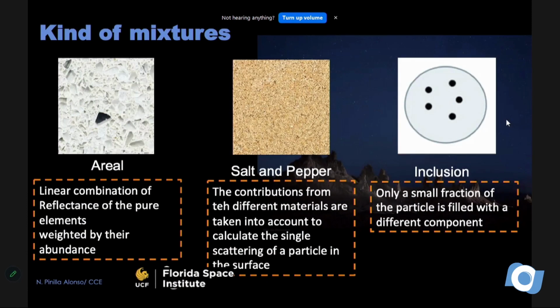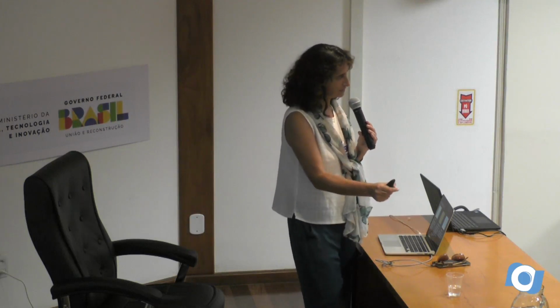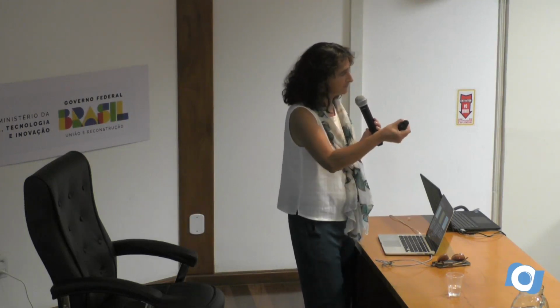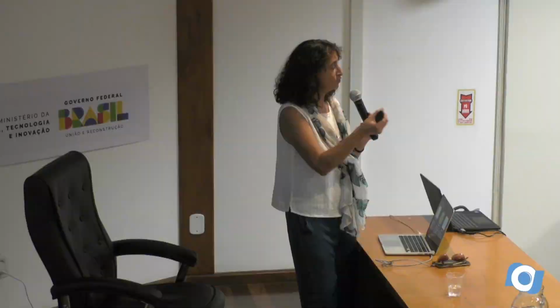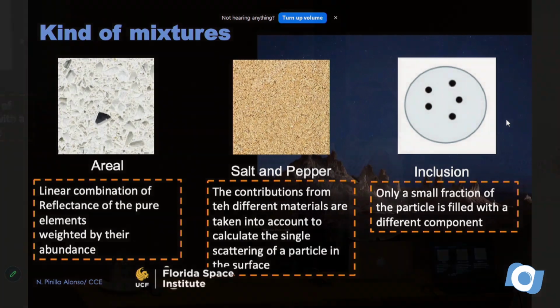But then there is also a salt and pepper mixture. It's like the sand on the beach. It has different components, and you cannot separate the smallest particle there. If you take a spoon of it, you will always have all of them. So in every single smaller unit, you have to consider all the materials. That's a salt and pepper.